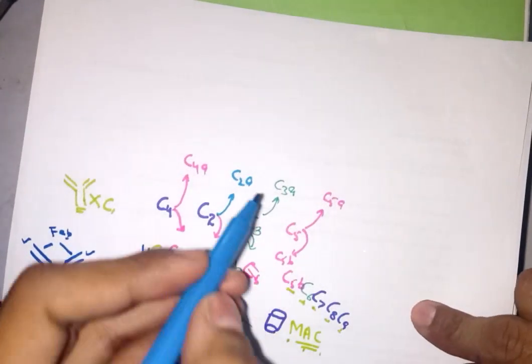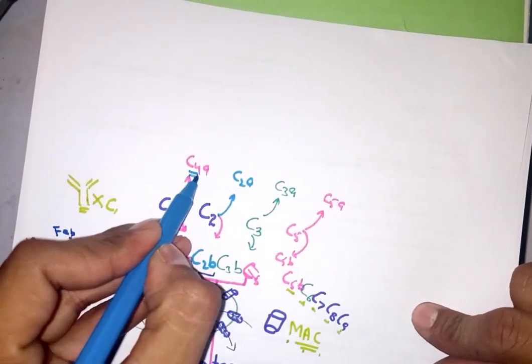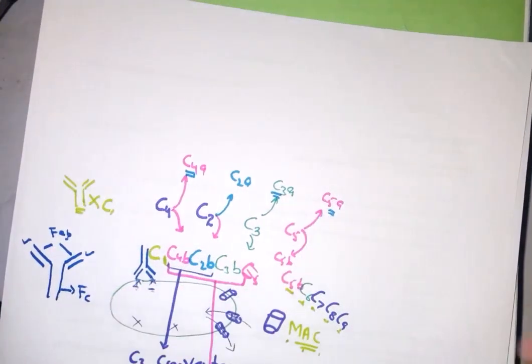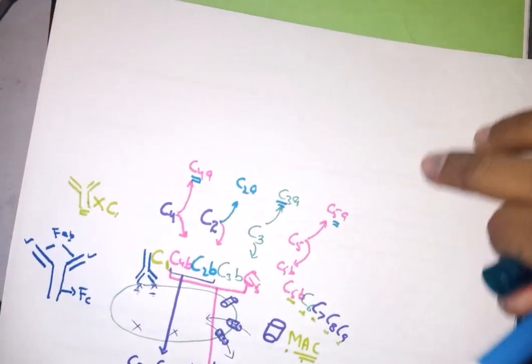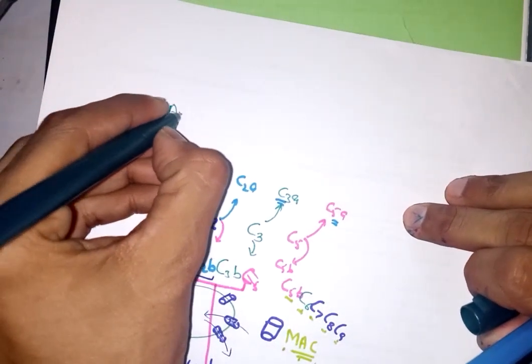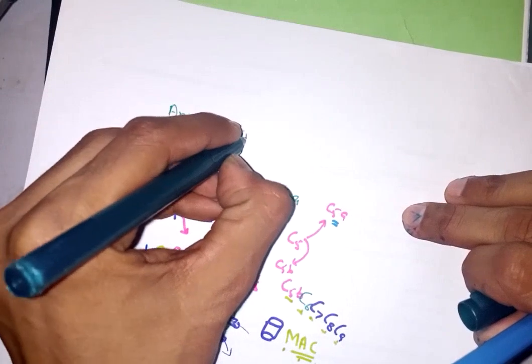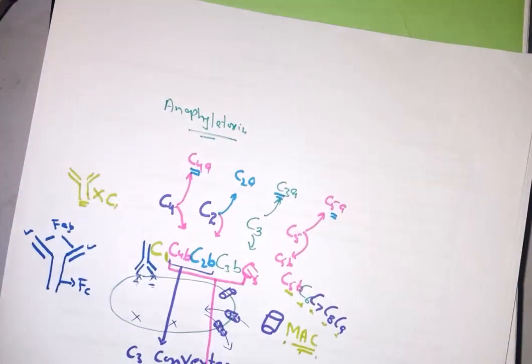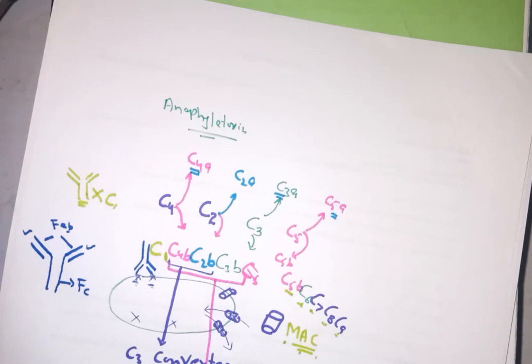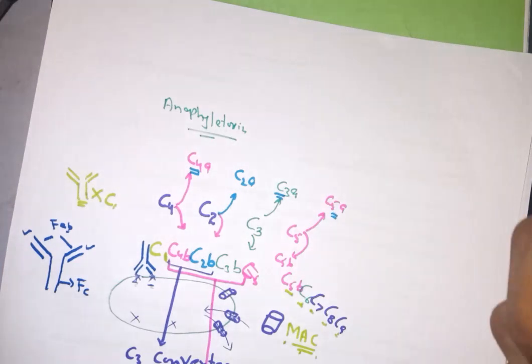First of all, let me tell you, these C4a, C3a, C5a, are also called anaphylatoxins. What do you mean by anaphylatoxin? Anaphylatoxins are those substances which can cause anaphylaxis, which can cause the release of histamine from the mast cell, and some inflammatory reaction can start.